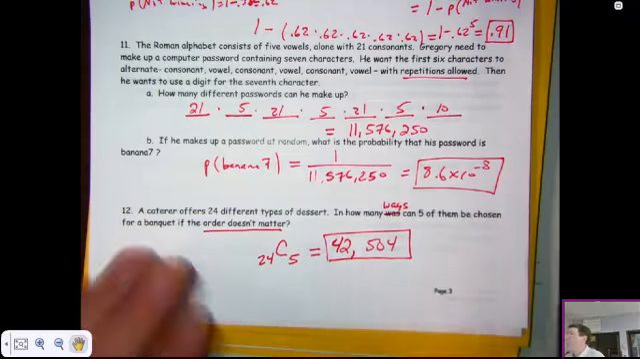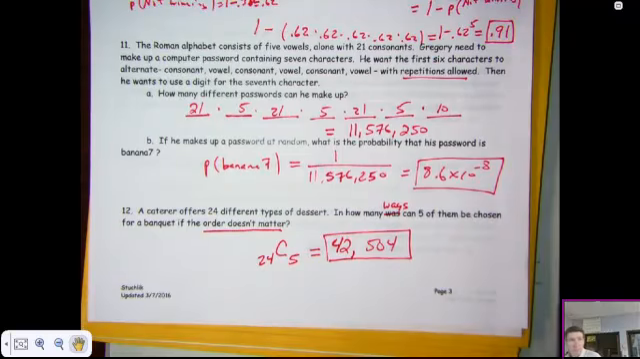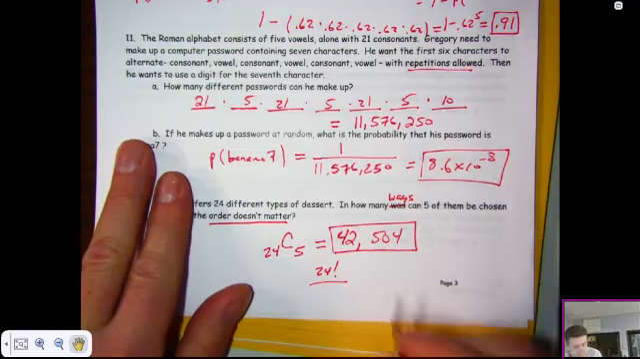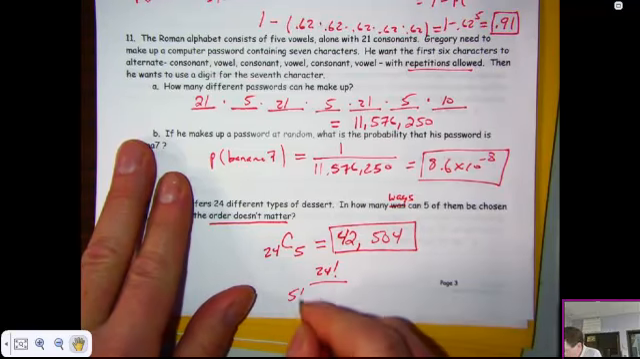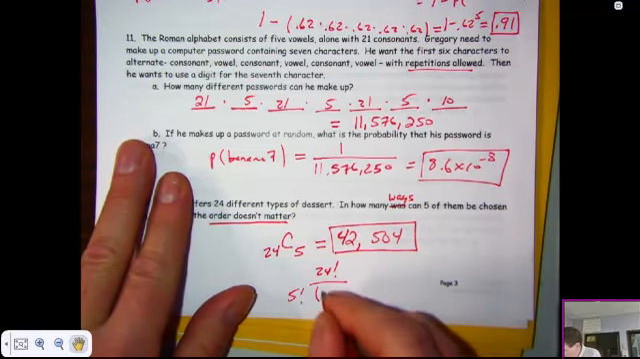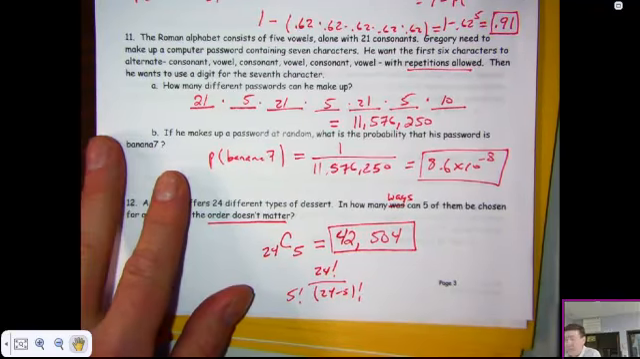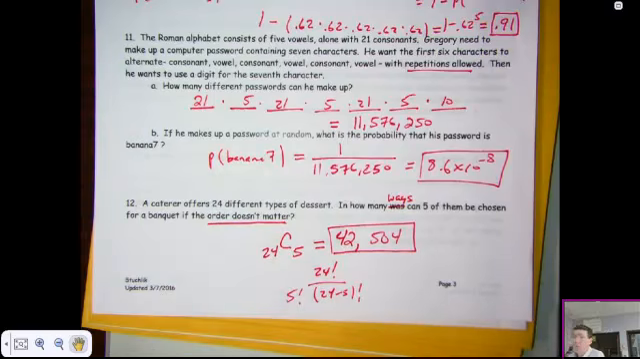42,504 different ways you can come up with that. It would be 24 factorial over 5 factorial times 24 minus 5 factorial. So that'd be the formula, and that will be on the formula sheet if you want to do it that way as well.